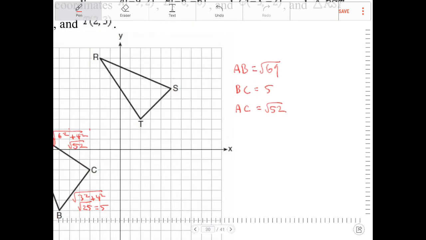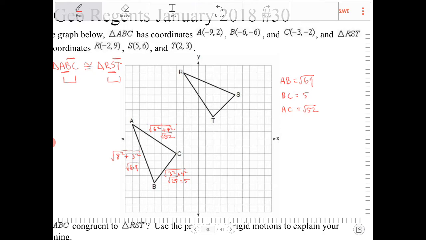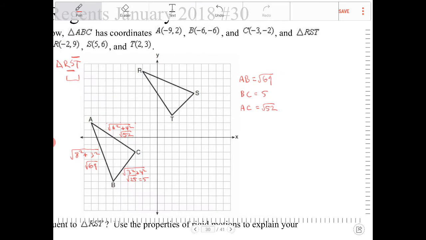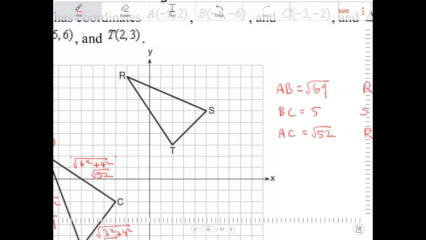Now let's try to come up with the side lengths of the other triangle there. So I have AB, BC, and AC figured out. So now I want to figure out RS, and then ST, and then RT. Okay, so RS. So we're going to go 2, 4, 6, 7, and then down 3. So 7 squared plus 3 squared. That would be the square root of 7 squared is 49 plus 9. That would be 58.